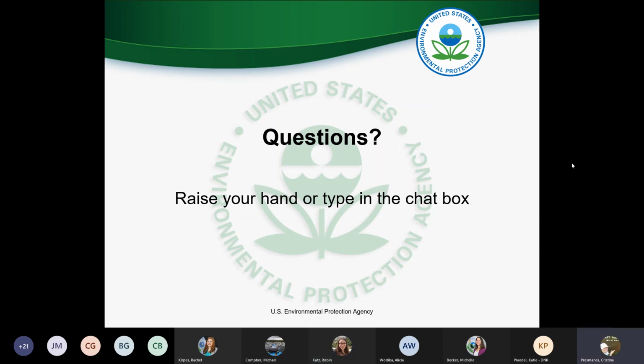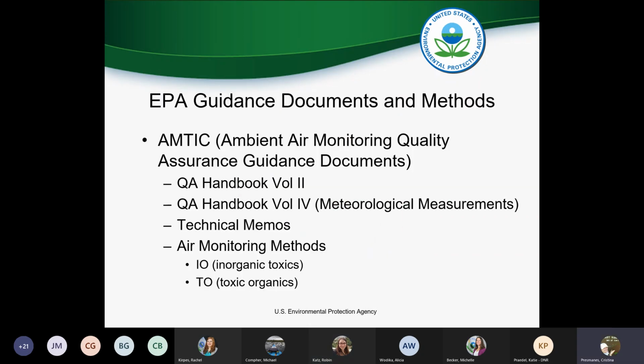Sounds good. Thanks, Robin. Okay, so now let's take a moment to talk about some of the documents needed to perform regulatory ambient air monitoring and documents which could provide good insight to those who are performing non-regulatory monitoring. AMTIC is an excellent source for all questions QA and covers a variety of topics from general practice to meteorological help, as well as resources for toxics monitoring and technical memos put out by EPA.